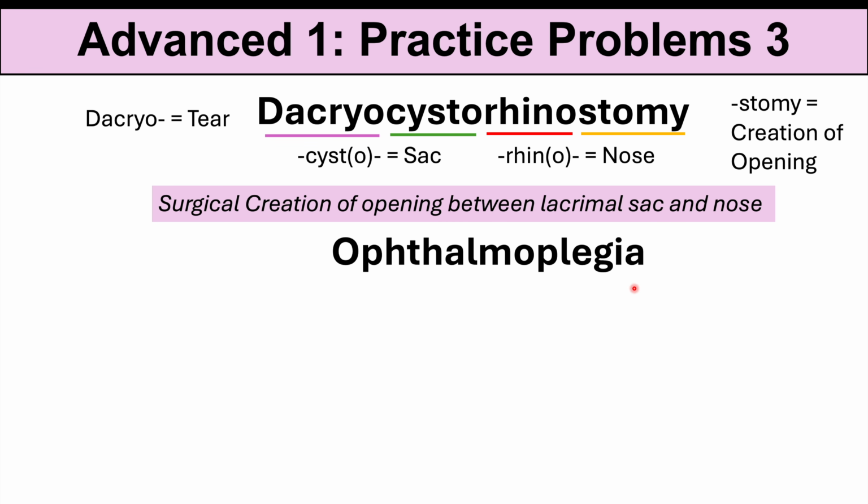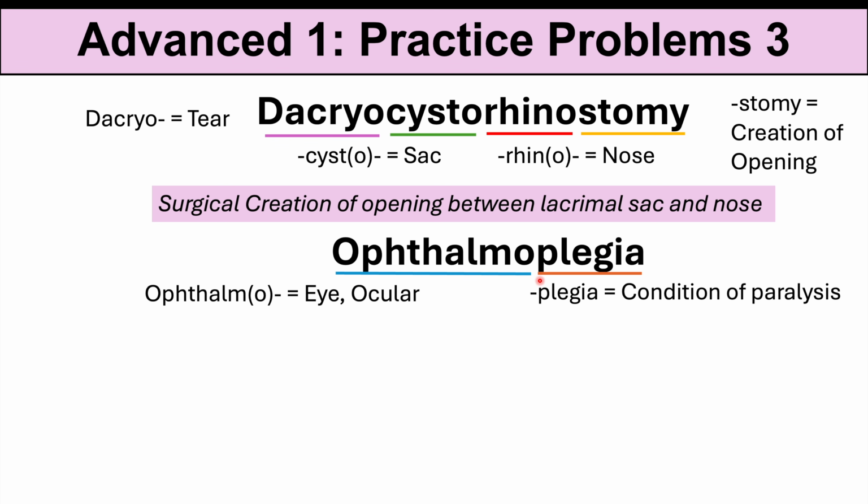Another practice problem we can look at is ophthalmoplegia. So again, we start to break it down. We look at the root, ophthalmo. Ophthalmo refers to the eye or ocular. So we can think of an ophthalmologist or ophthalmology, study of the eyes. And what does the suffix plegia mean? Well, again, you could break this down into smaller pieces, but plegia really is a condition of paralysis. So you can think of hemiplegia or paraplegic. And again, that ia refers to a condition. So if we put this all together, ophthalmoplegia is paralysis of the eye.